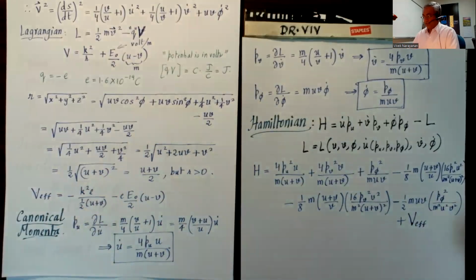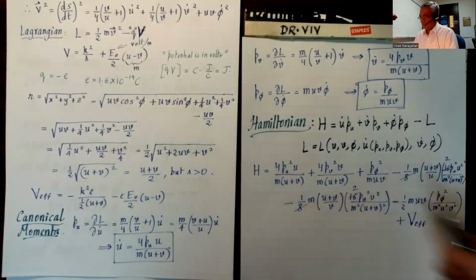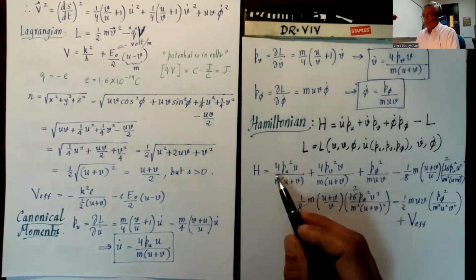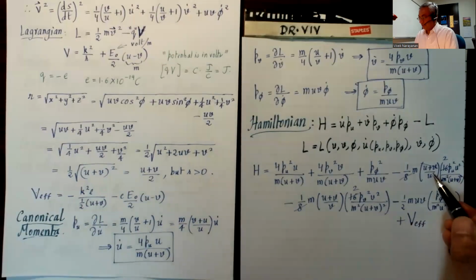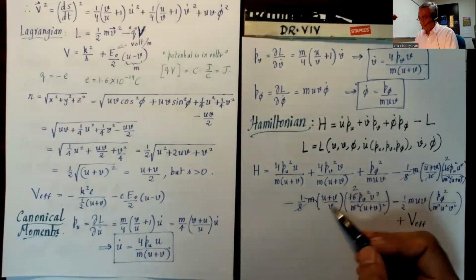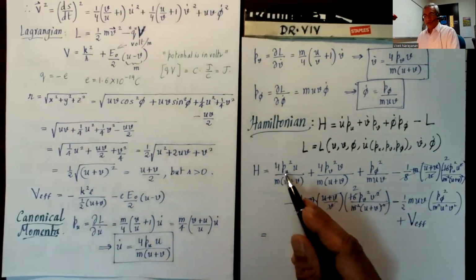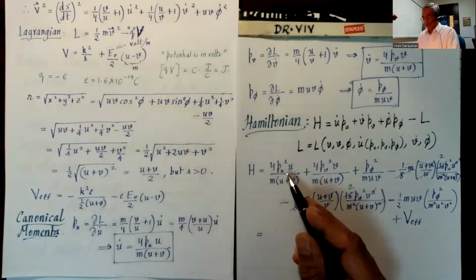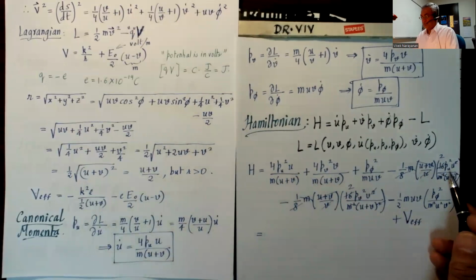All right, let's simplify this. When you have 8 and 16, you'll get just 2. So interestingly, 4 minus 2 of the same thing, because u plus v will cancel with u plus v squared, a u will cancel with u squared, and an m will cancel with m squared, and the same type of things here. So it is 4 of pu squared u over m u plus v minus 2 of the same thing. 4 minus 2 is 2.